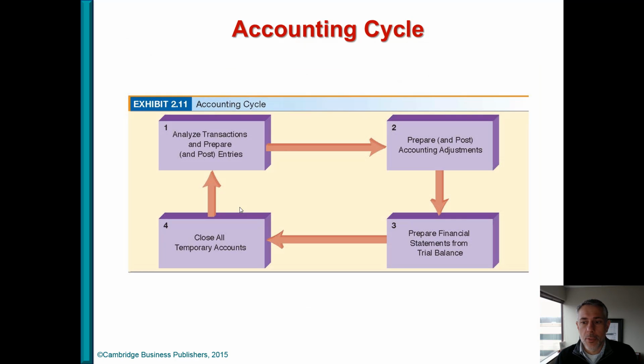General accounting cycle, you will hear me refer to this from time to time. This is nothing more than the sequence of transactions being recorded, posted to the ledger, recalled from the ledger, preparing financial statements, and then ultimately the accounting cycle is closed.